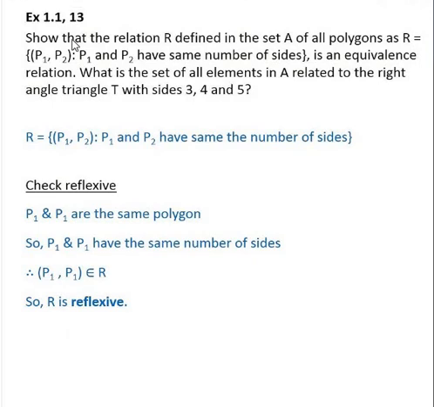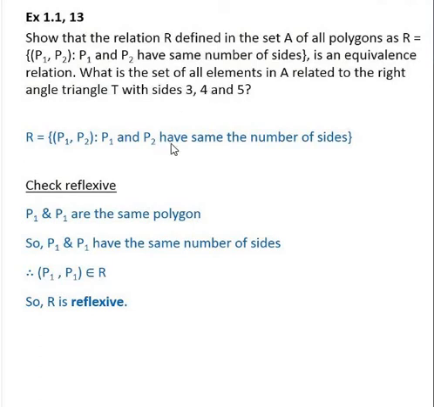Now next question, question number 30. Show that the relation R defined in the set A of all polygons, as P1 and P2 have the same number of sides, is an equivalence relation. What is the set of all elements in A related to the right angle triangle T with sides 3, 4 and 5? Again this question has two parts, so let us consider the first part.